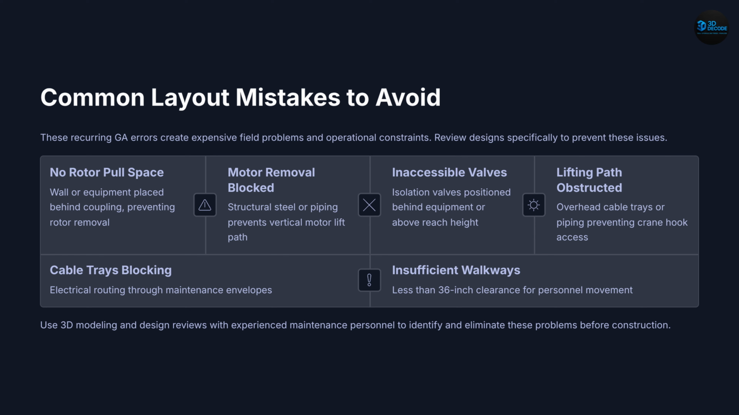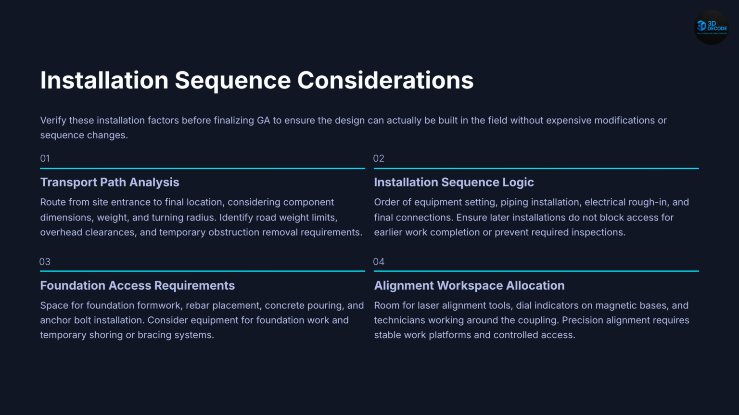This is why experienced companies perform 3D reviews, clash checks, interdisciplinary reviews, maintenance walkthroughs, because maintenance teams often identify problems designers completely miss. And here's an important lesson: a layout can look beautiful in CAD and still be operationally terrible. Real engineering is about functionality, not appearance.